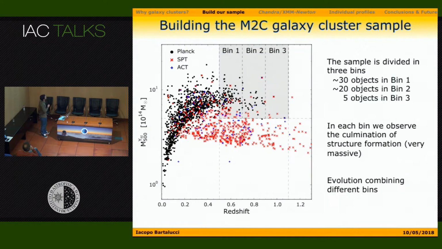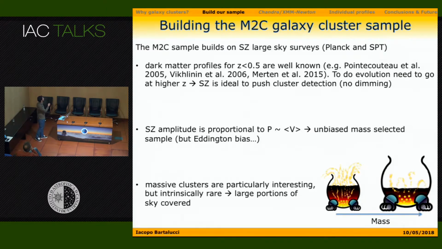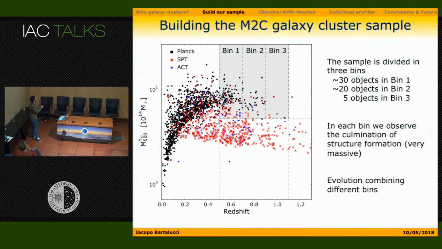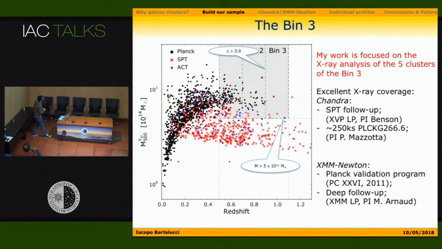Okay, so here you can see the sample that we use in this work. In the redshift-mass plane, you see all galaxy clusters which have been detected by Planck, SPT, and ACT. The gray area identifies the region we are interested in, in particular all galaxy clusters from redshift 0.5 to 1 and with a mass above 10 to the 14 solar masses. We divided the sample in 3 bins because we are using different techniques for each bin, and my work focused on bin 3.